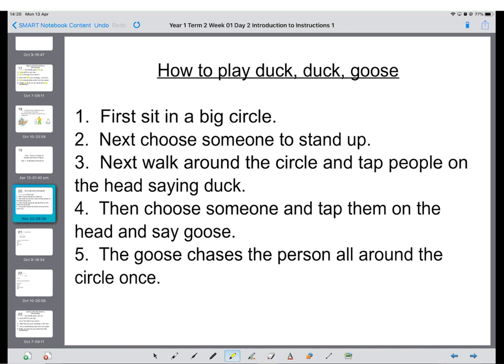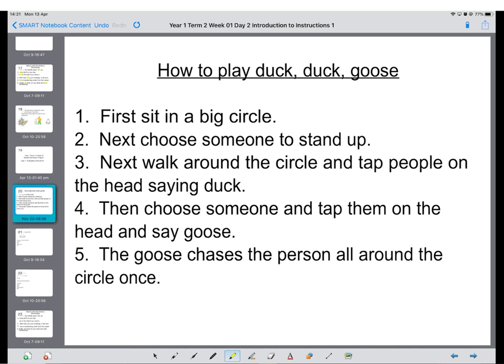Next, tell the person to walk around the circle and tap people on the head saying duck. Then it's not clear exactly who chooses someone and taps them and becomes goose. So again, you might have then the person chooses someone and taps them on the head to say goose. And then finally, I think there's a line missing here, because the person who started it doesn't actually know they have to run away.